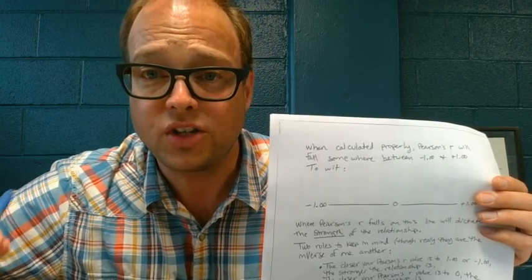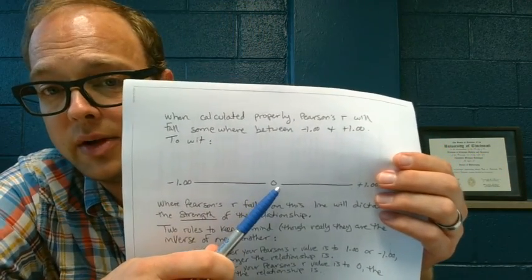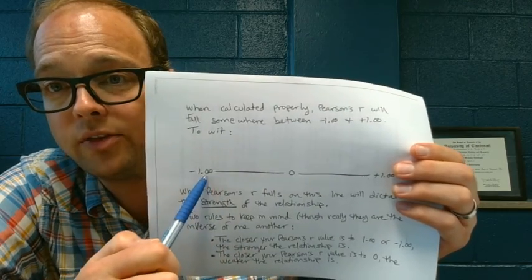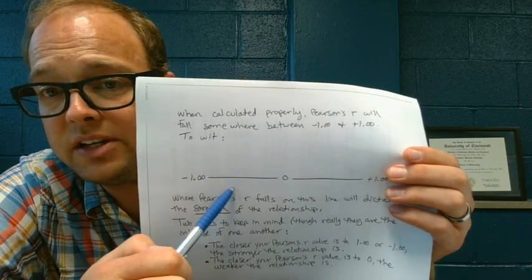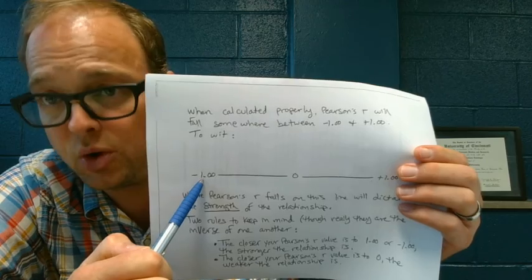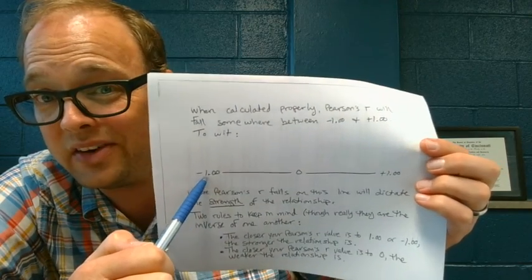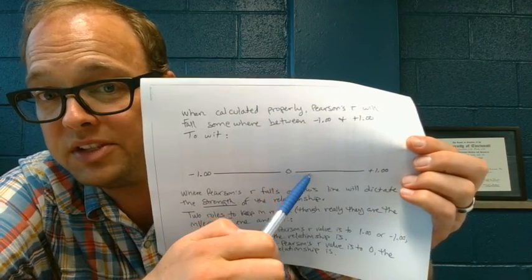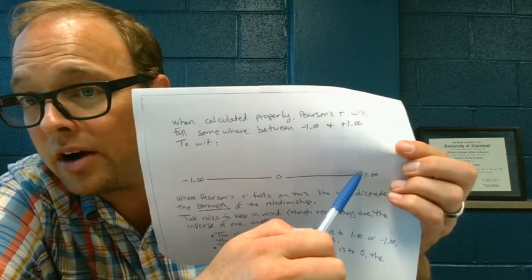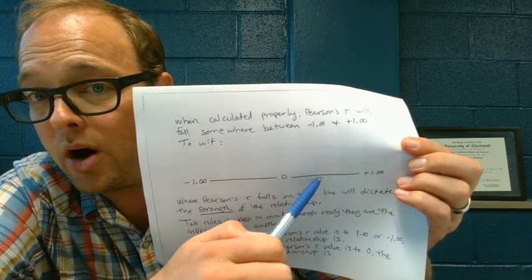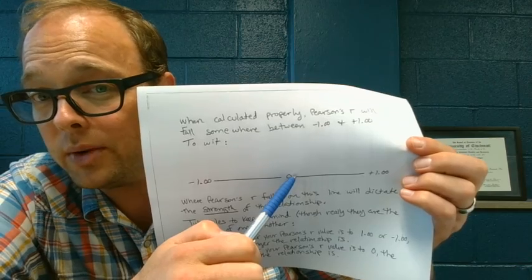Strength is simply determined by whether or not the value is close to 0 or far away from 0. The further away from 0 you get, the stronger the relationship, whether it's positive or negative. The closer you are to 0, the weaker the relationship.